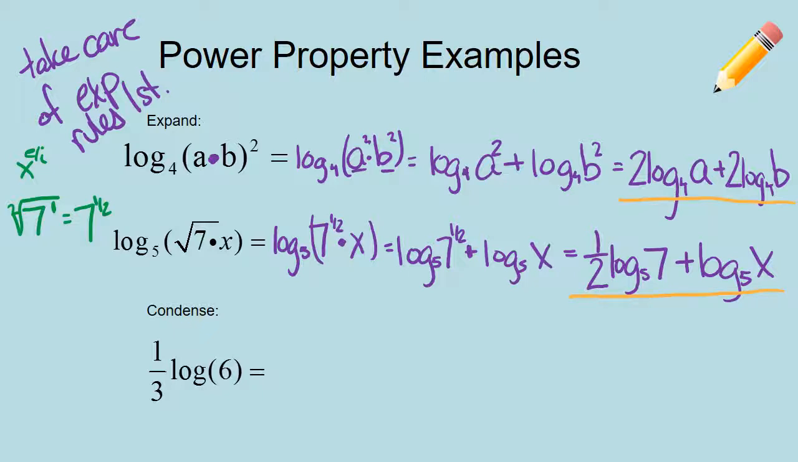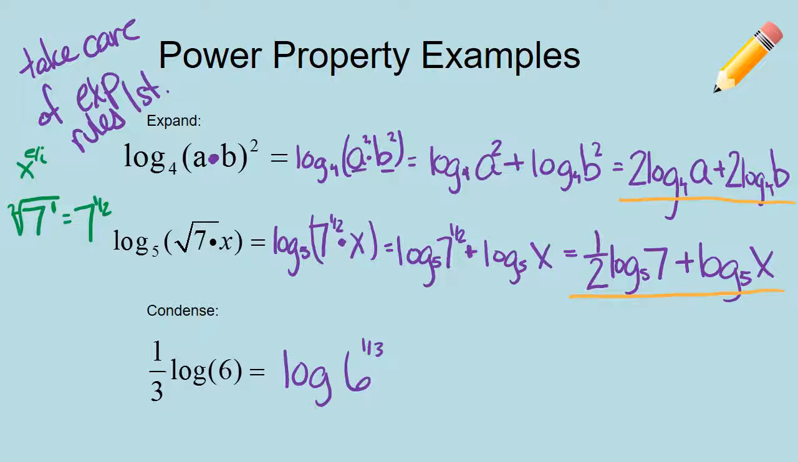Let's do the reverse and let's condense. So first of all, I have a 1/3 out front. Anything out front becomes an exponent. So we're doing the reverse. Here we had exponent. In previous examples, the exponent went out front. Well, now it's out front, becomes the exponent.